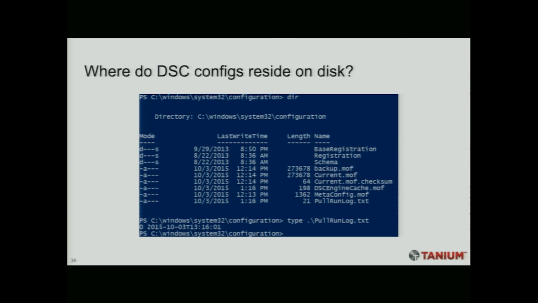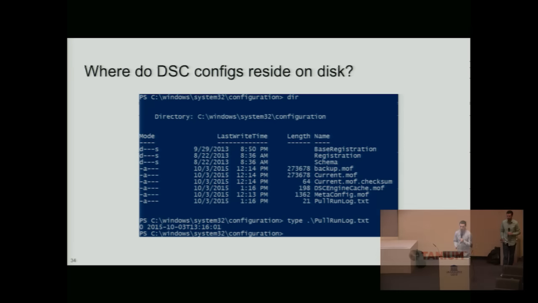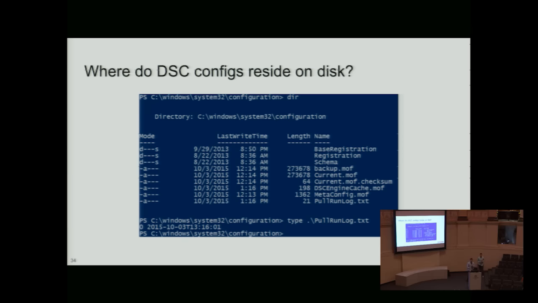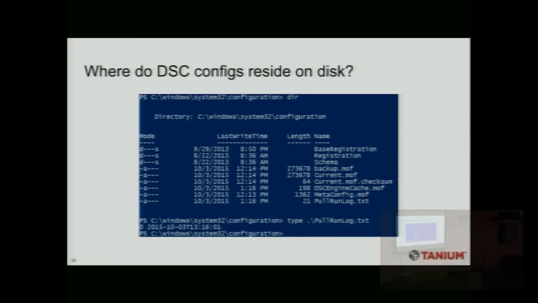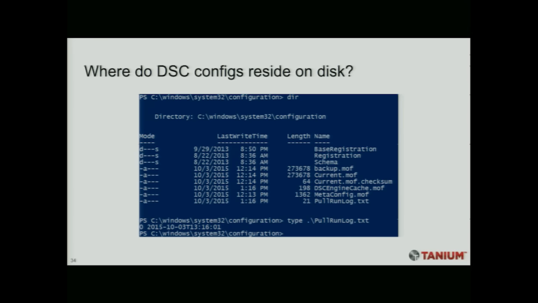On the endpoint, on disk, the config files all live in a directory under system32 called Configuration, and they're all MOF files. You get one called backup and one called current. Like they sound, current is the current active configuration. Backup is exactly that, a backup in case current gets corrupt. Then you might see one called pending that usually goes away once a config is applied. And then there's one called metaconfig, which actually contains the configuration about what pull server to go to, what the refresh interval is, and all that stuff.